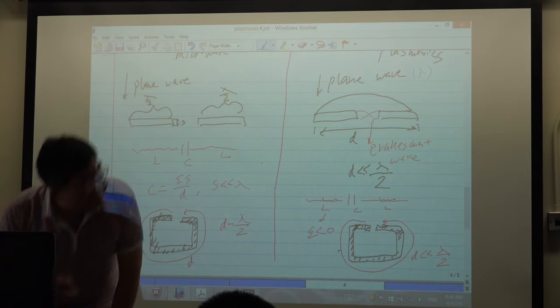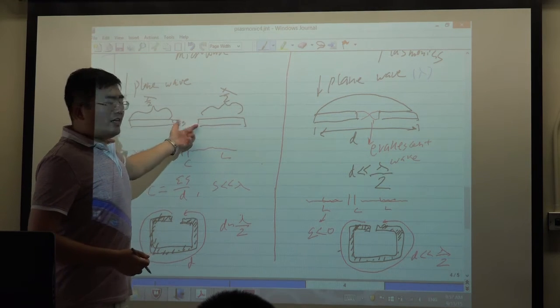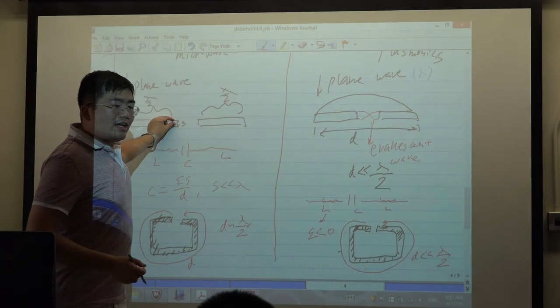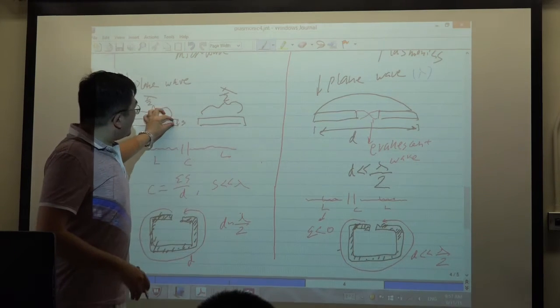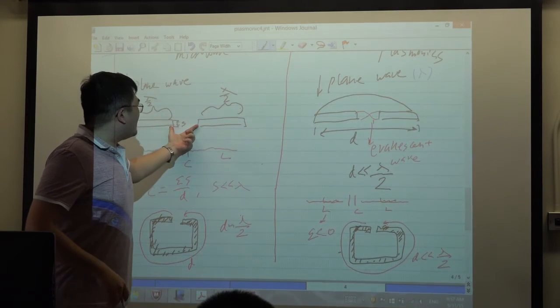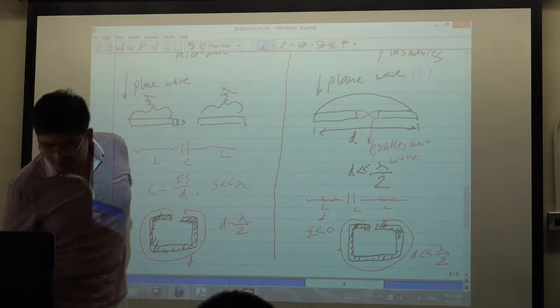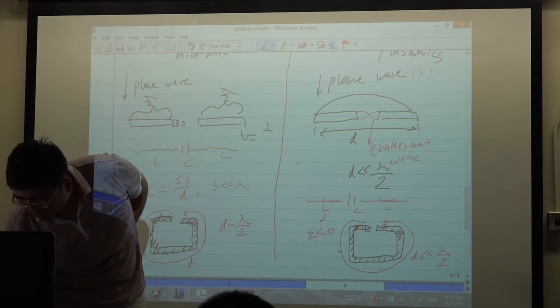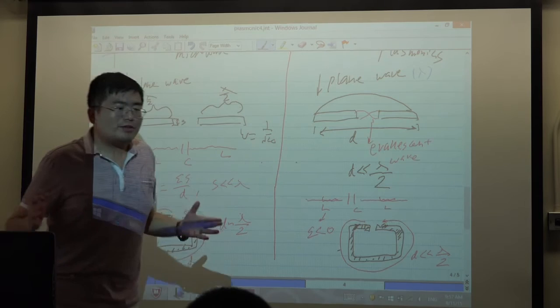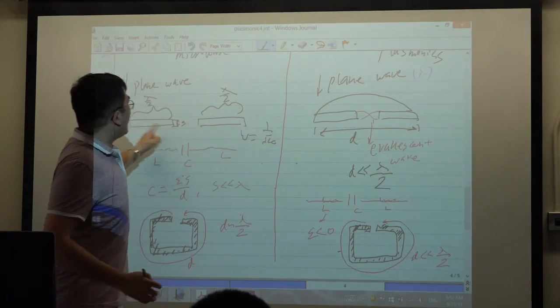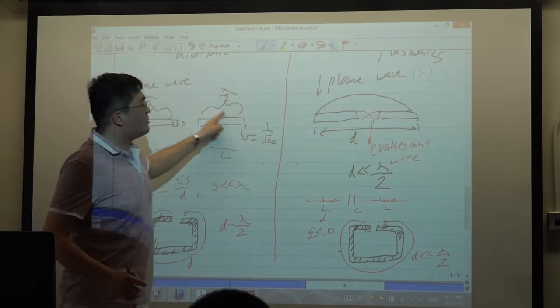Oh, this is S. The capacitance, this is D. This is the top wheel. So S is very small in microwave, so capacitance is very large. The resonant frequency is omega equals 1 over the square root of LC, so it resonates at high frequency. They cannot resonate for all structures. They just resonate here, and they form a spectrum.